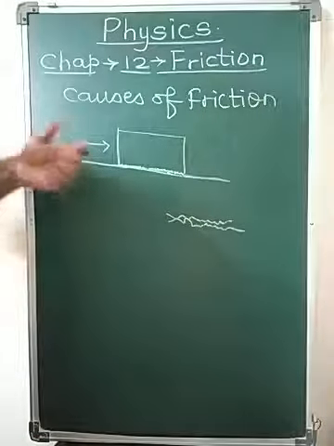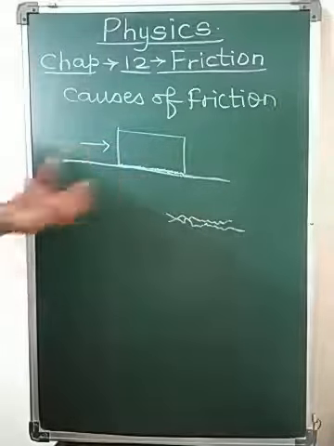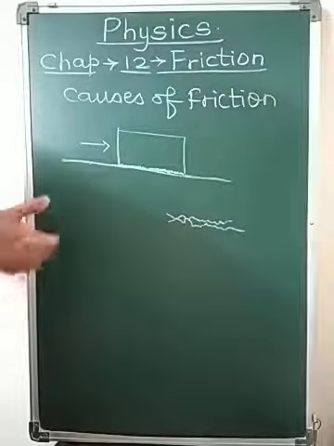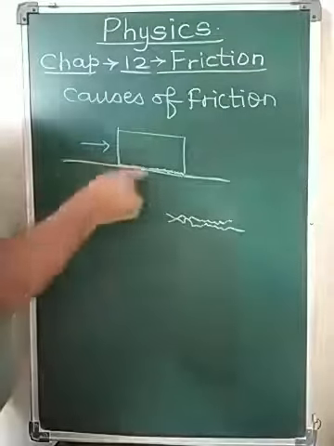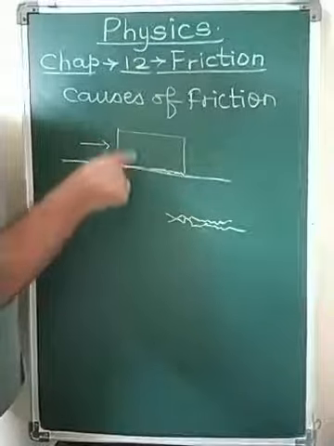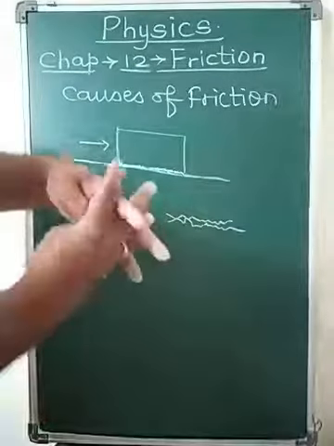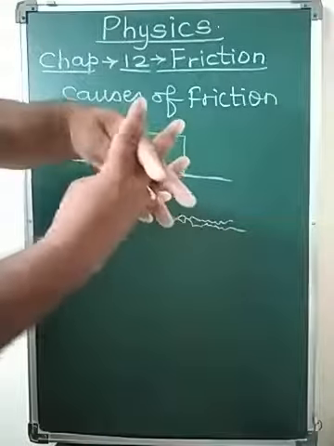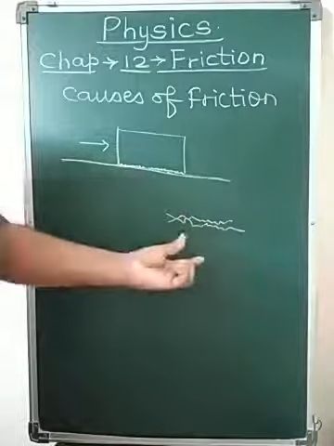So up till now we have seen what friction is: a force which acts in the opposite direction when the object is moving. And what are the causes of friction? The surfaces of both the objects are rough, and the irregularities or roughness get interlocked in each other. Interlock means एक दूसरे में फंस जाते हैं, and therefore friction is caused.